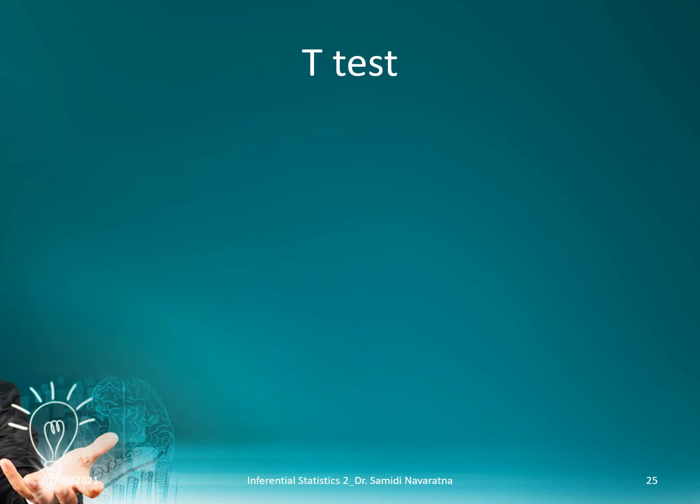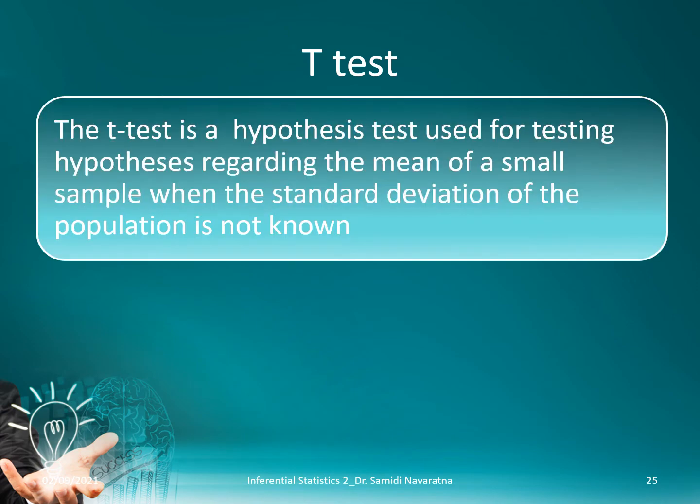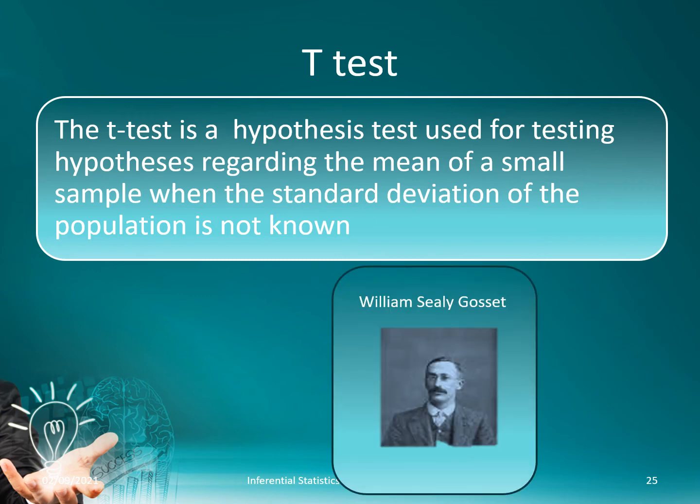The t-test, or the student's t-test, is a method of testing hypotheses about the mean of a sample, a small sample actually, drawn from a normally distributed population when the population standard deviation is unknown. It was William Sealy Gosset, an Englishman, who developed this test.